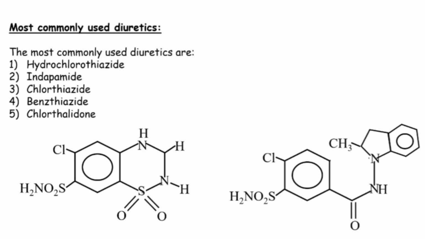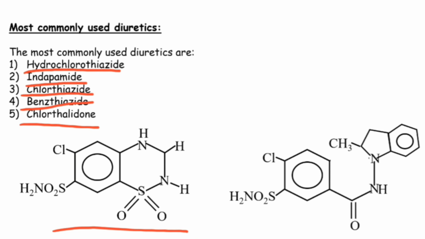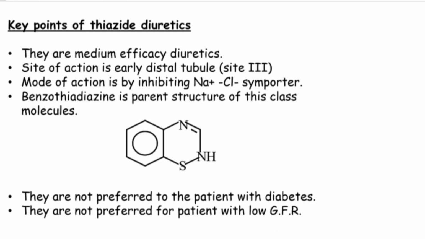So, most commonly used diuretics are hydrochlorothiazide, indapamide, chlorothiazide, benzthiazide, and chlorthalidone. This is the structure of hydrochlorothiazide and this is the structure of indapamide. So now, let us focus on the key points of thiazide diuretics.